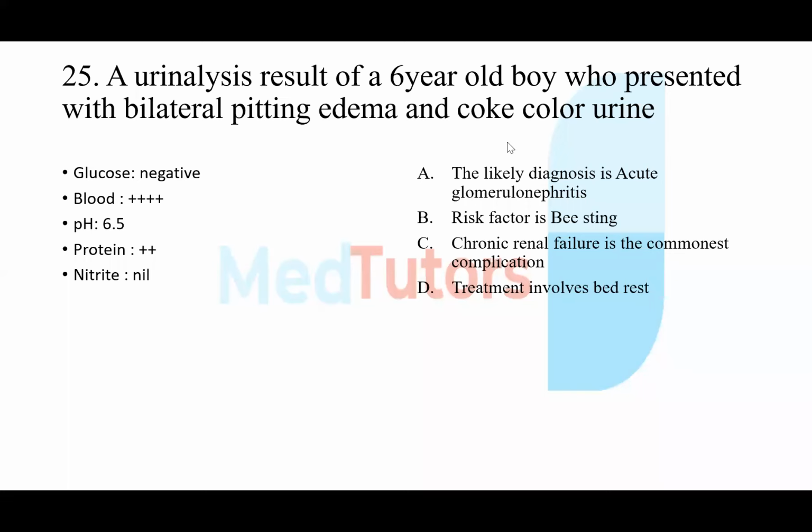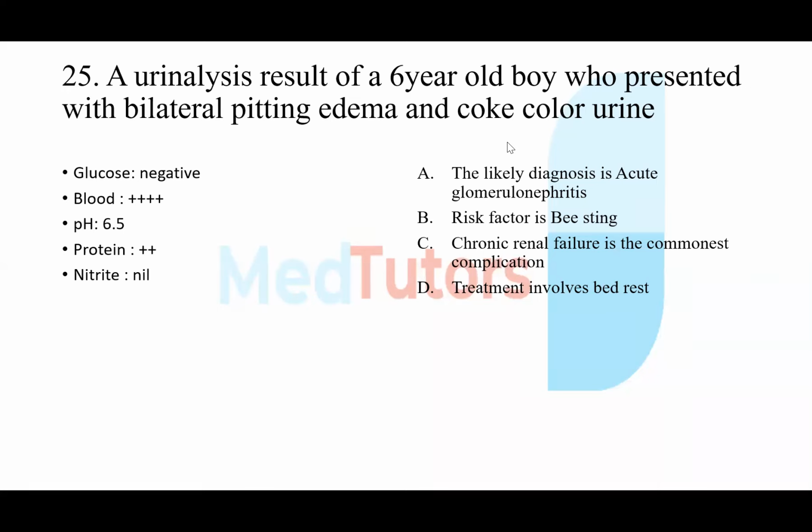It is said that the urinalysis result of a 6-year-old boy who presented with bilateral pitting pedal edema and coke-colored urine shows glucose is negative, blood is 4 pluses, pH is 6.5, protein is 2 pluses, and nitrite is nil. The likely diagnosis is acute glomerulonephritis. Yes, this could be correct. It's likely acute glomerulonephritis. You have 4 pluses of blood and protein. So you have proteinuria and hematuria.